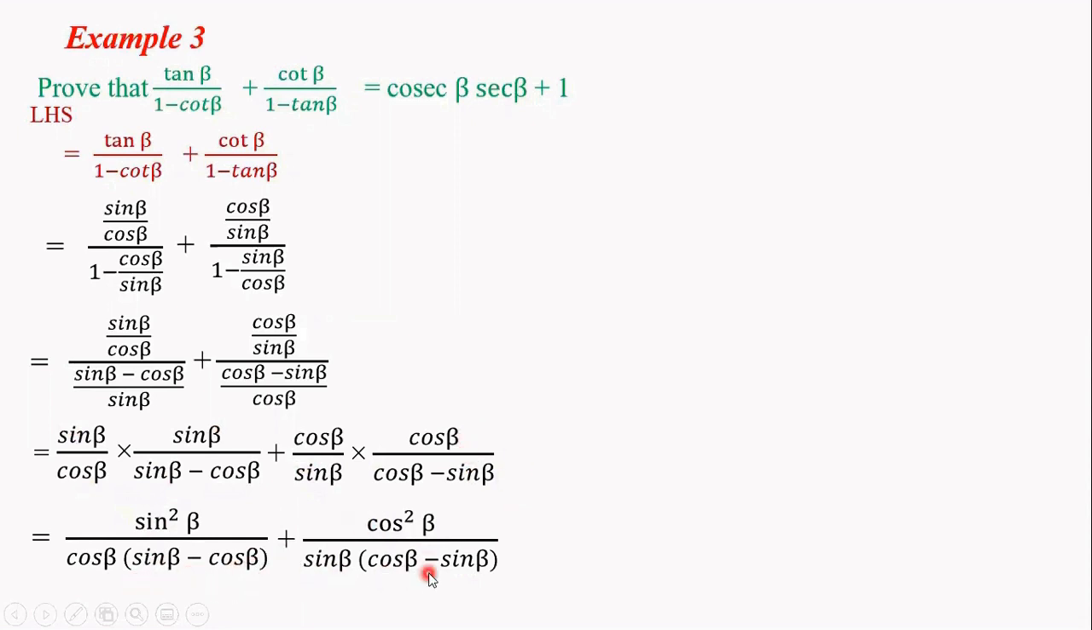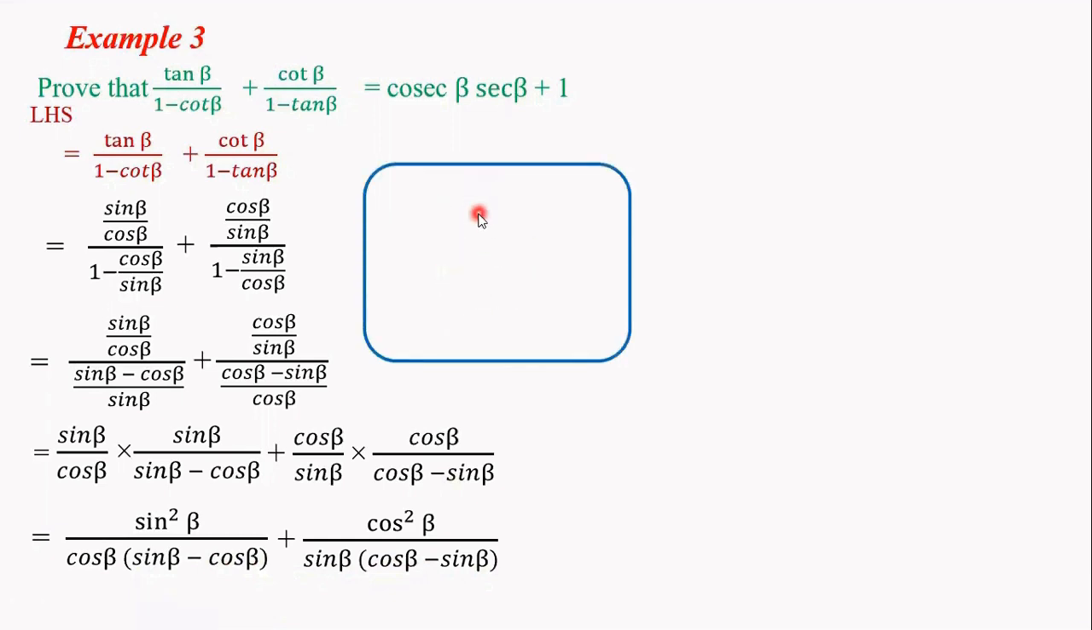When we observe the denominator here, inside the bracket, sine beta and cos beta, in both the terms they are the same, but they are opposite in sign. Here sine beta is positive and here sine beta is negative. Similarly, cos beta is negative here and cos beta is positive here. In this case, we take the minus sign common.